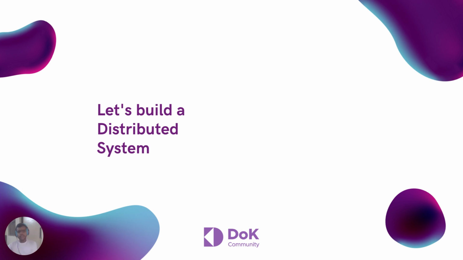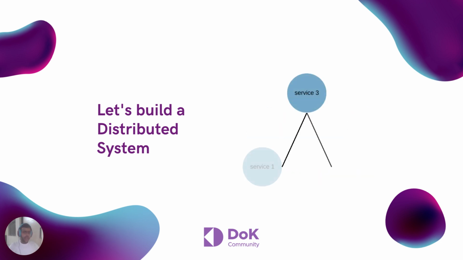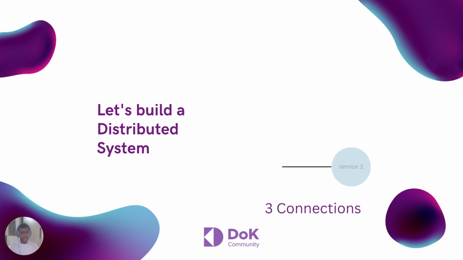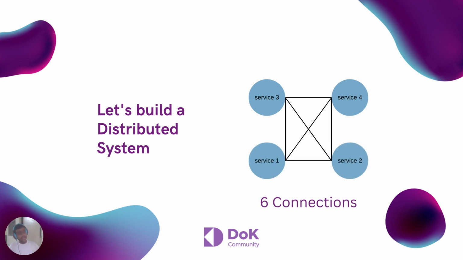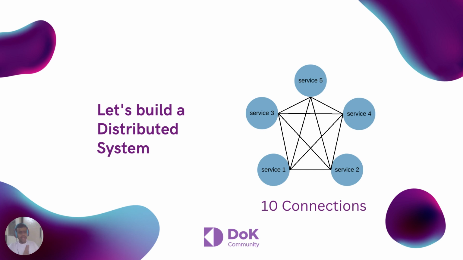Suppose I want to build a distributed system. So I have two services, right? I'll keep track of the connections, or the communication pathways, or rather the API endpoints that I need to manage for communication between all the services. I need one connection if I have two services. I add one more, I need three connections. I add another one, I need six connections. I add one more, I need 10 connections. And I'll keep on adding, and these connections will increase.